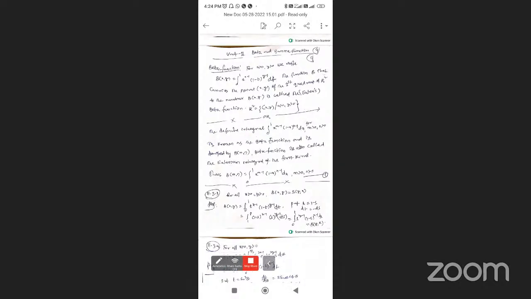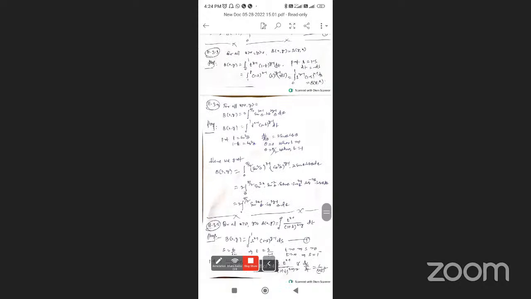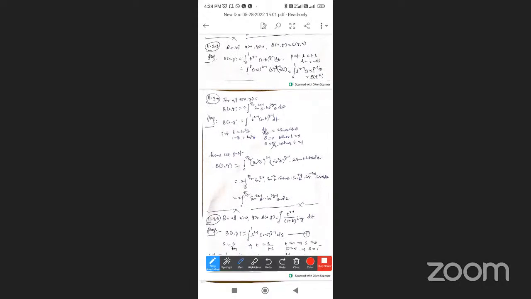Now some small properties. What are the properties? For all x greater than 0, y greater than 0, beta of x comma y is equal to beta of y comma x. Commutative property. Beta of x comma y is equal to 0 to 1, t to the power of x minus 1, 1 minus t to the power of y minus 1 into dt.